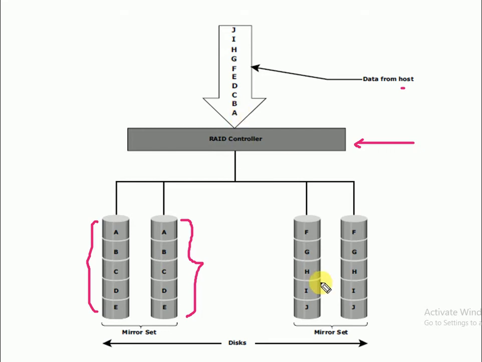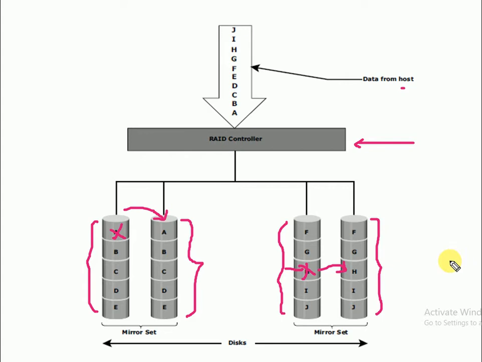The remaining data F, G, H, I, J is the real data that is stored in one set of the disk array, and this is the mirrored data that is available within the mirror set, that is the second disk drive. For every set of disk values, we will have mirror data also available, so that if this drive fails and A cannot be accessed, it can be accessed through the next hard disk drive. Similarly, if H is not available here, it can be accessed from the next mirror set available as part of the next hard disk drive.